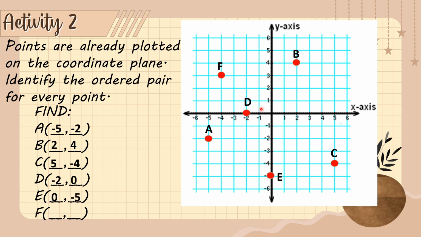Now, let's proceed to point F. Si point F, naa siya value ni x na negative 4, while ang iyahang y is positive 3. So, these are our answers, or these are the ordered pairs for points A, B, C, D, E, and F.